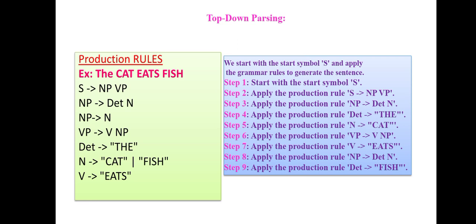And in all these cases, for the above sentence, we apply: determinant can be identified with the. Definitely, the can be replaced with the determinant, a noun can be replaced with cat and fish, and a verb can be replaced with eats. So now, with the production rules we have, we are going to apply these rules and see how we can form the top-down approach. That we are going to see here.